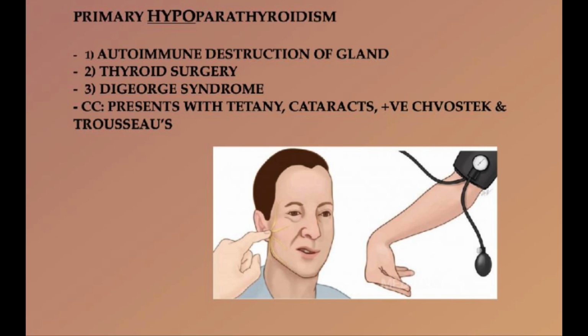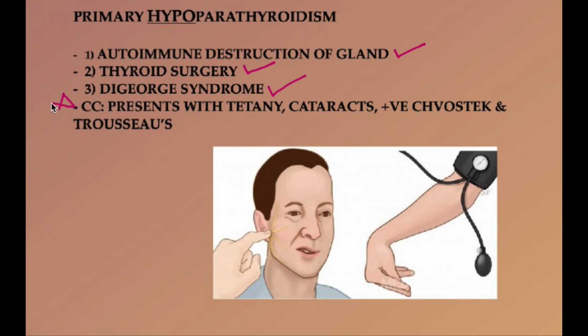Primary hypoparathyroidism, however, is due to the undersecretion of parathyroid hormone from the glands. This also has a number of causes, but the top three are autoimmune destruction of the glands, thyroid surgery, which can damage the posterior part of the thyroid gland, leading to damage of the parathyroid glands, and DiGeorge syndrome, which is a genetic abnormality in which the third and the fourth pharyngeal pouches do not develop properly.